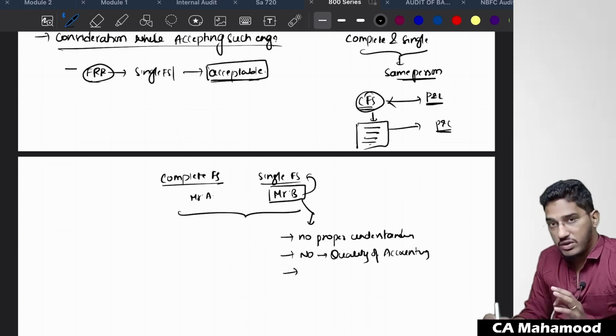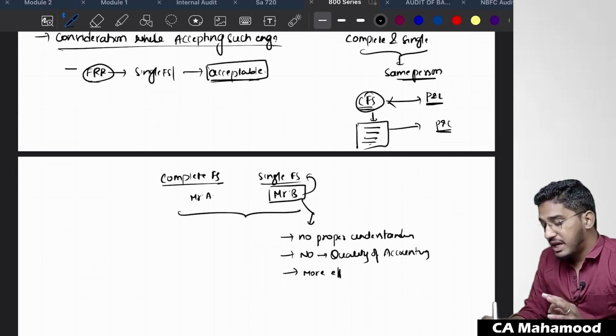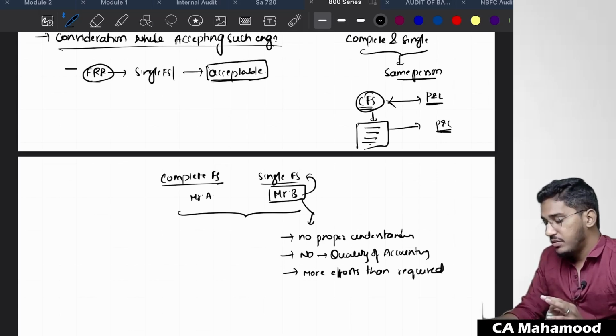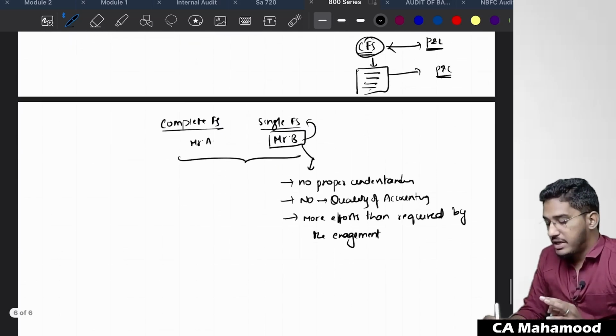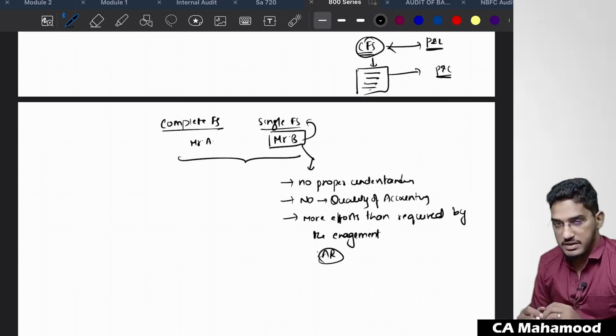Sometimes, in order to conduct the audit of a single financial statement, you might be required to put in more efforts than required by the engagement. Take for example, I will take the help of an example which they have given in the standard itself. The management has asked me to conduct the audit of only accounts receivable.